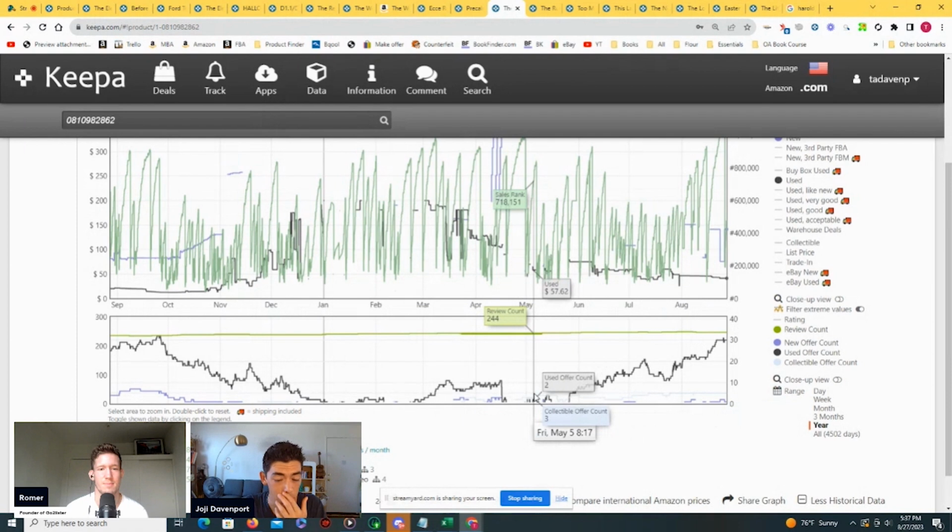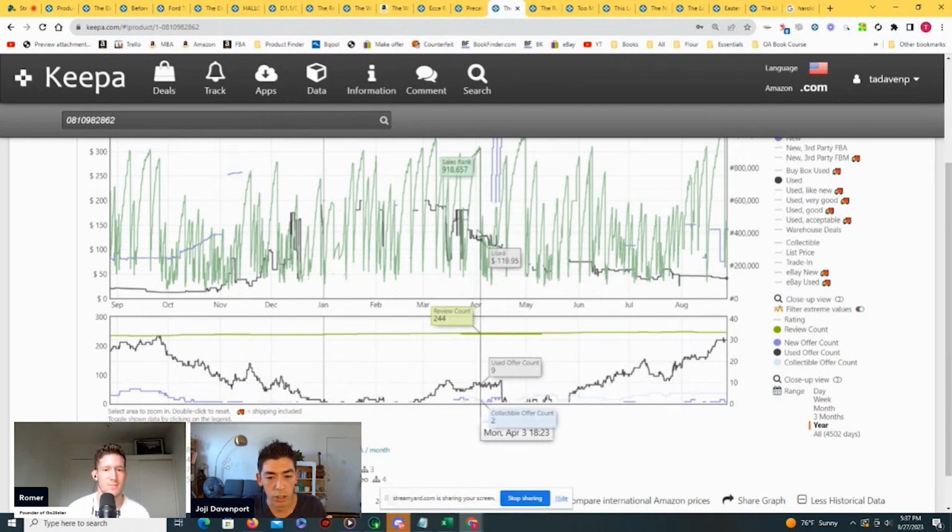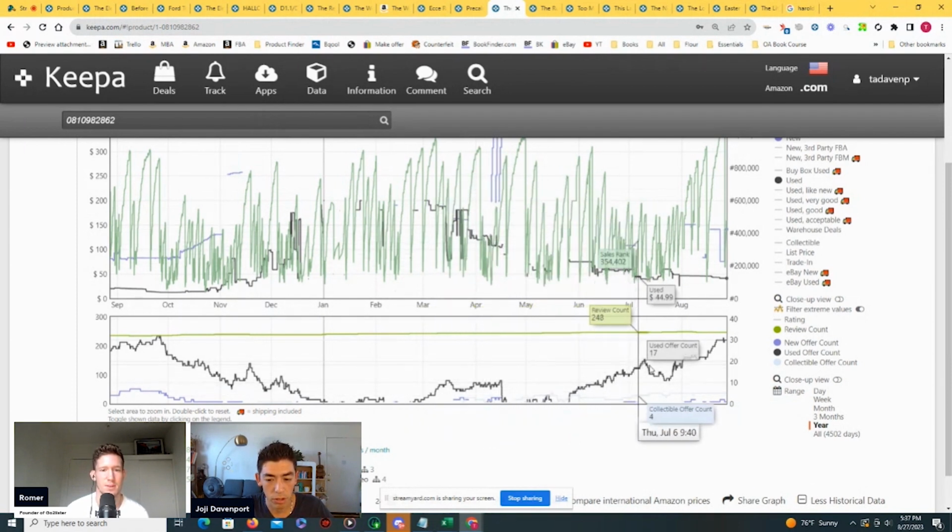And going back to offer count, what do you notice is happening to the used price of this book as the offer count started to recover? Goes back down. It's going back down, right? So I hope that was clear, everyone, that offer count and used price are in this inverse relationship with each other. So I hope that makes sense.